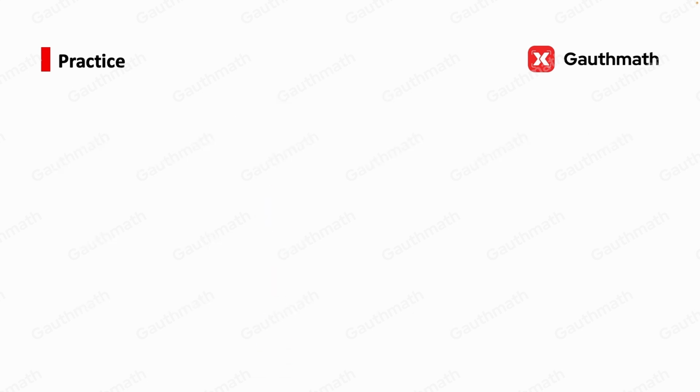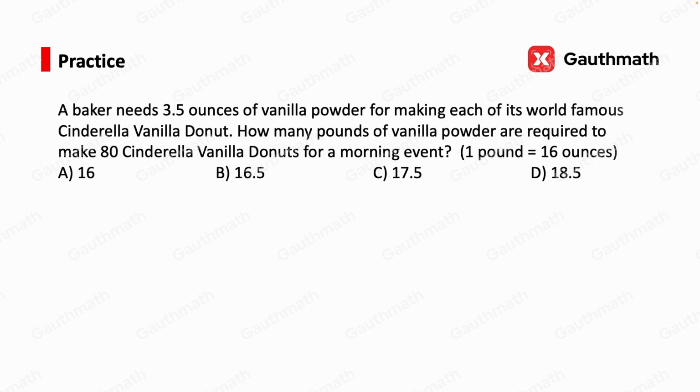If you wonder how many ounces in 1 pound, well, 16. And here is a practice question for that. A baker needs 3.5 ounces of vanilla powder for making each of its world-famous Cinderella vanilla donut. How many pounds of vanilla powder are required to make 80 Cinderella vanilla donuts for a morning event? And we know 1 pound is 16 ounces.